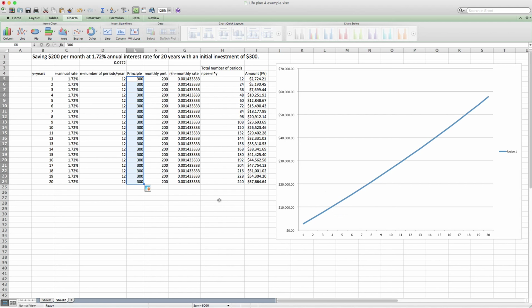So anyway, I hope this helps you. I hope that you can apply it to your own life and figure out how you can save money, or use it in some way in your own life.